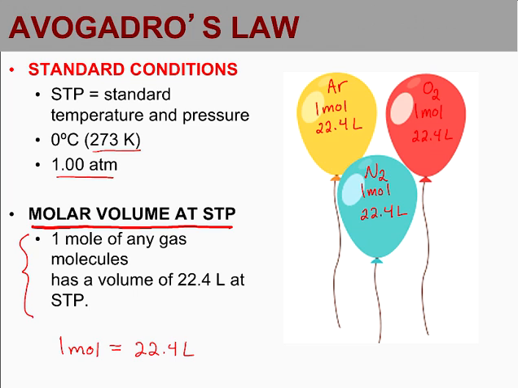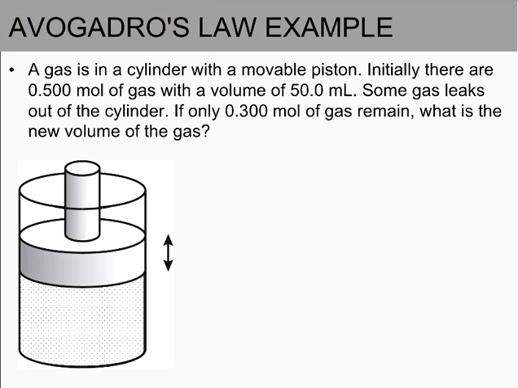So again, this is very specific to gases, but you'll notice that we wrote an equality down here. We can now use that as a conversion factor, as long as we're at standard temperature and pressure. So this can make calculations between amount and volume really easy. So let's do an example where we use the equation V1 over N1 equals V2 over N2, so that we just get some practice with that.